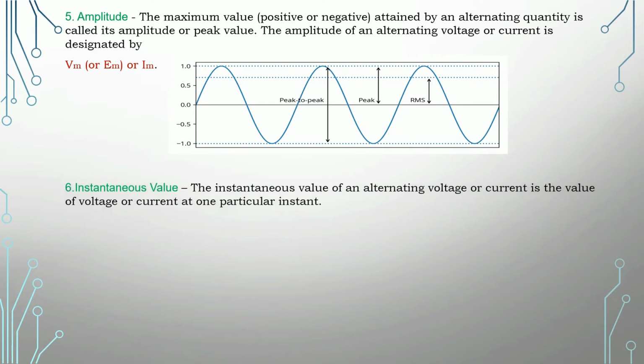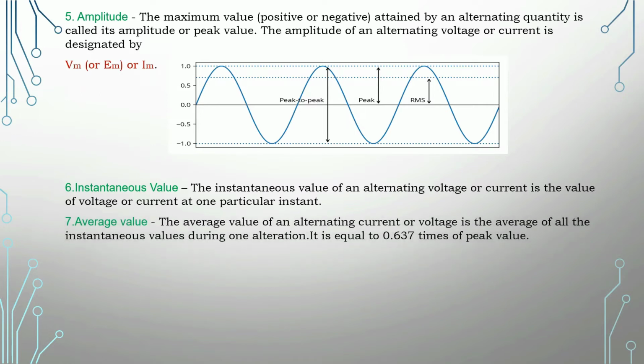The next definition is instantaneous value. The instantaneous value of an alternating voltage or current is the value of voltage or current at a particular instant. Remember this word, particular instant. For example, in the above graph, the value of sine 3 pi by 2 is -1. It means the value at any instant or any point is nothing but the instantaneous value.